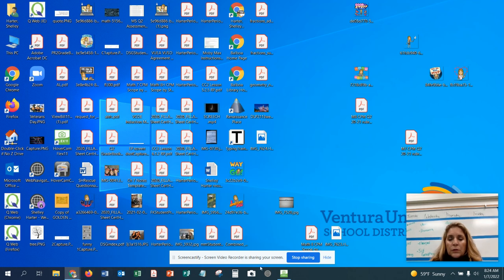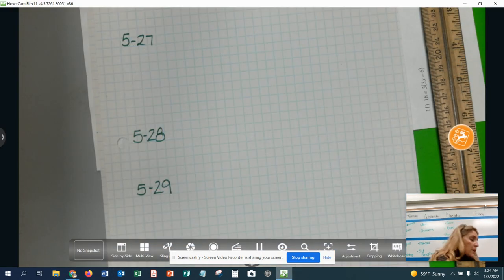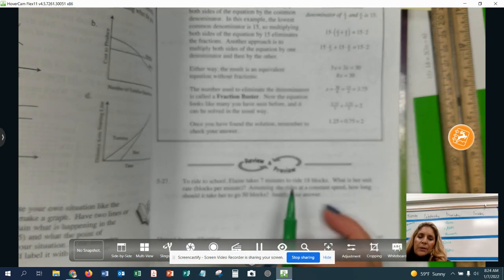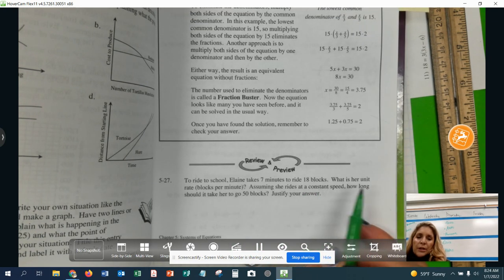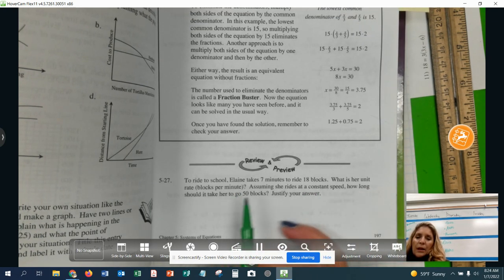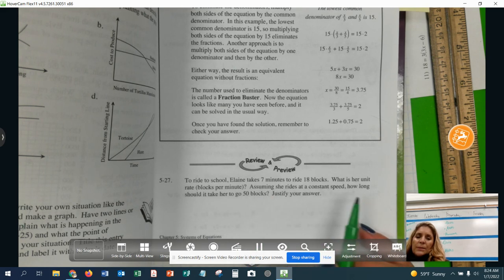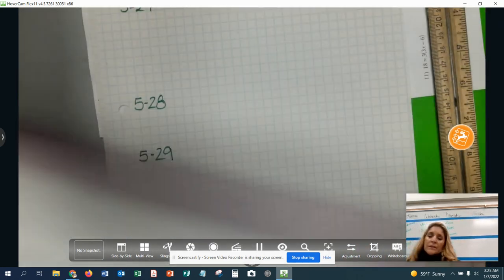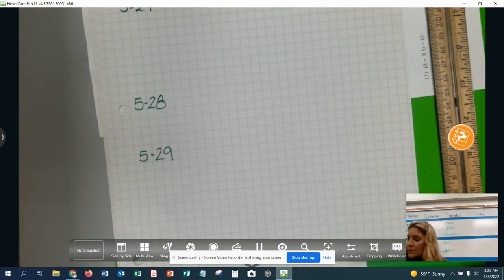All right, 527 basically is a proportional rate. So if you look at it, to take a ride to school, Elaine takes 7 minutes to ride her bike 18 blocks. What is her unit rate, blocks per minute? And then assuming she rides at a constant speed, how long will it take her to go 50 blocks? Justify your answer. In this one, we are going to do an X and Y table.